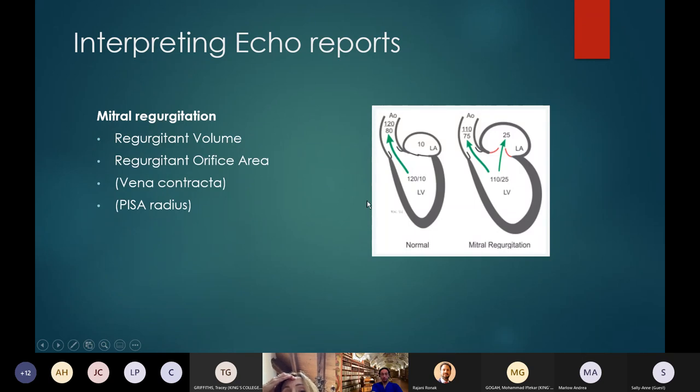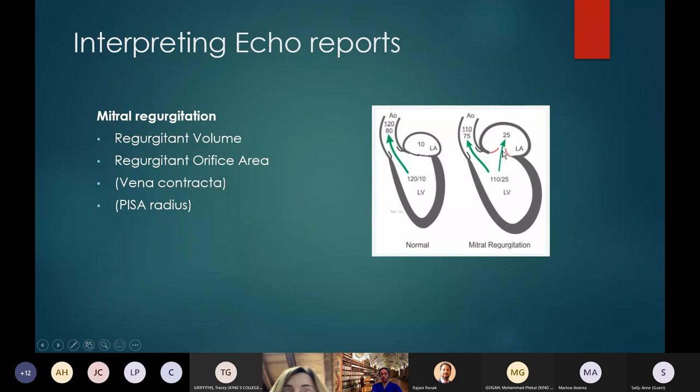And the mitral regurgitation, again, this is a normal heart systole. You see the mitral valve is competent. The blood is going from the left ventricle to the aorta. Though in mitral regurgitation, the mitral valve is incompetent and there's some blood flow going back to the left atrium in systole. That's why the left atrium becomes bigger and the pressure is going up as well. And what we're going to give you in the echo report is the regurgitant volume, how much blood is going back to the left atrium, and what is the orifice.